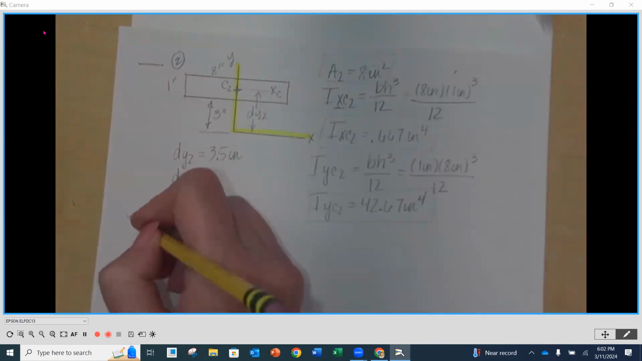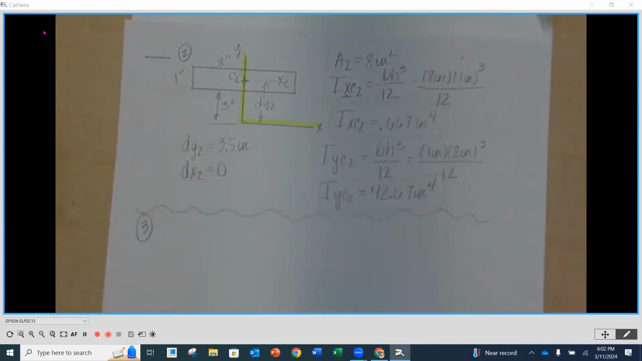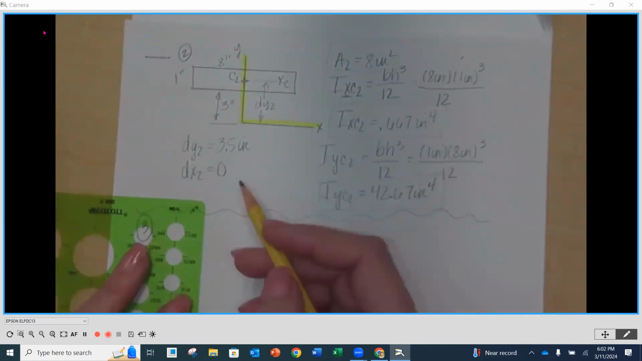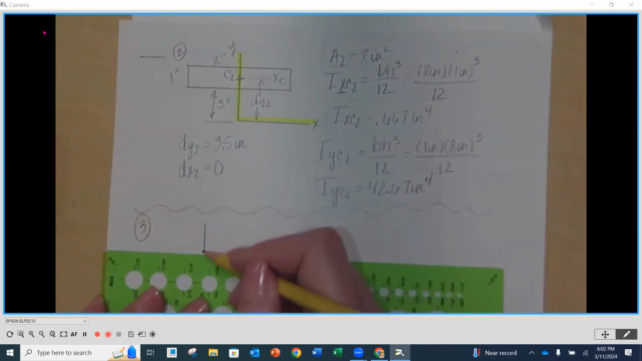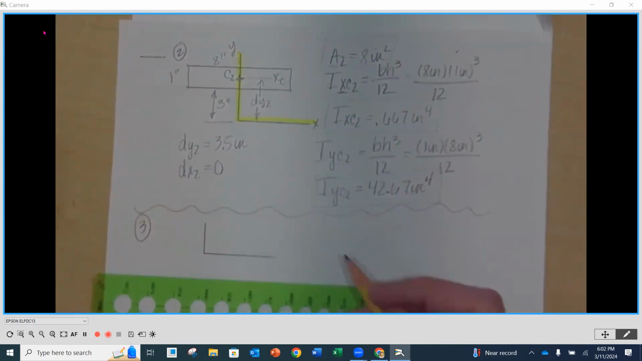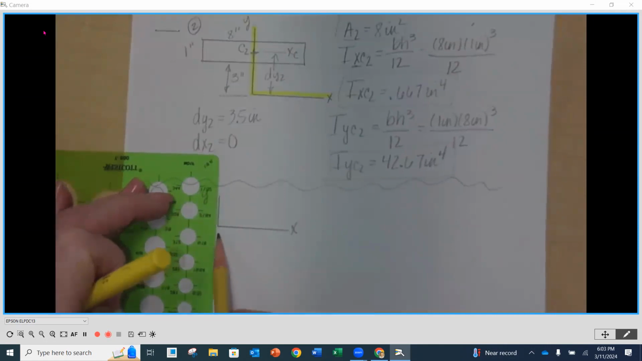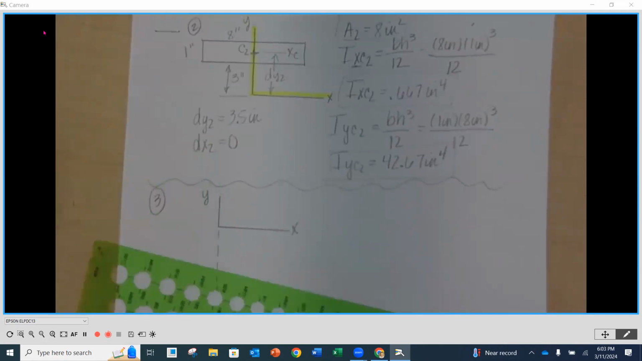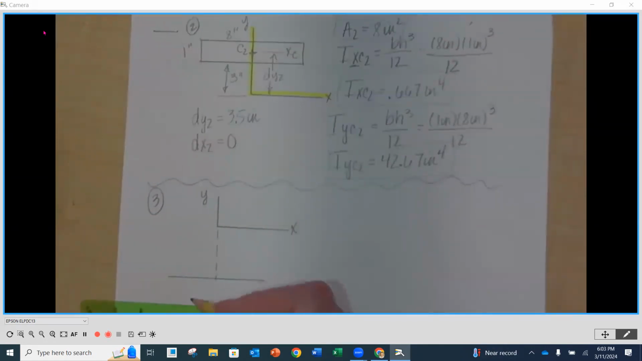And then we have our shape number 3. We're going to go ahead and draw our X and Y axis again. Kind of keep it up higher. Okay, here's our X, here's our Y. And then I'll extend this down a little bit. And then we're going to have our shape number 3 down here. C3.